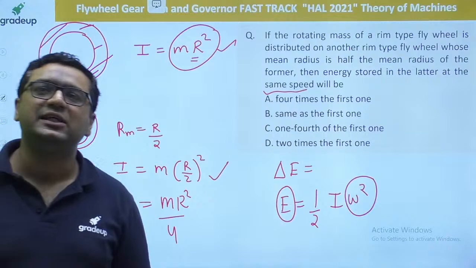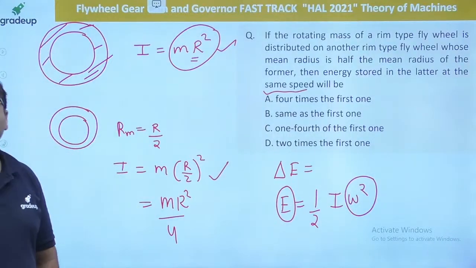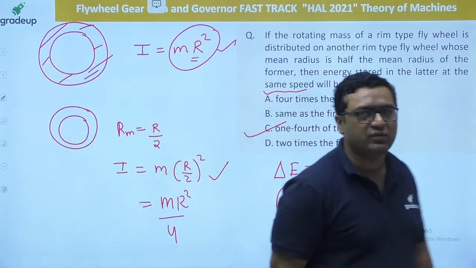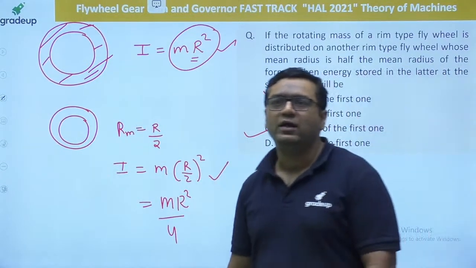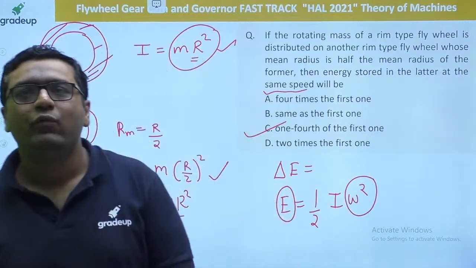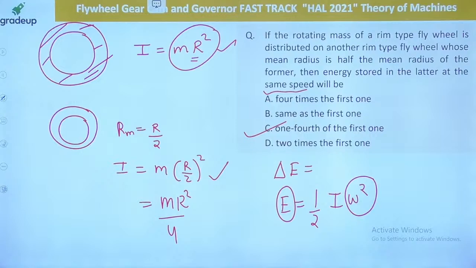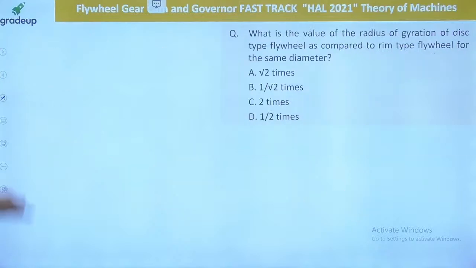Gaurav is saying C, Satish is saying C, Arun is saying C, Aditya is saying C, Murli is saying C, and yes, C is the correct one: 1/4 of the first one. Yes guys, wonderful. Very good. Let us move further. You guys are doing well.